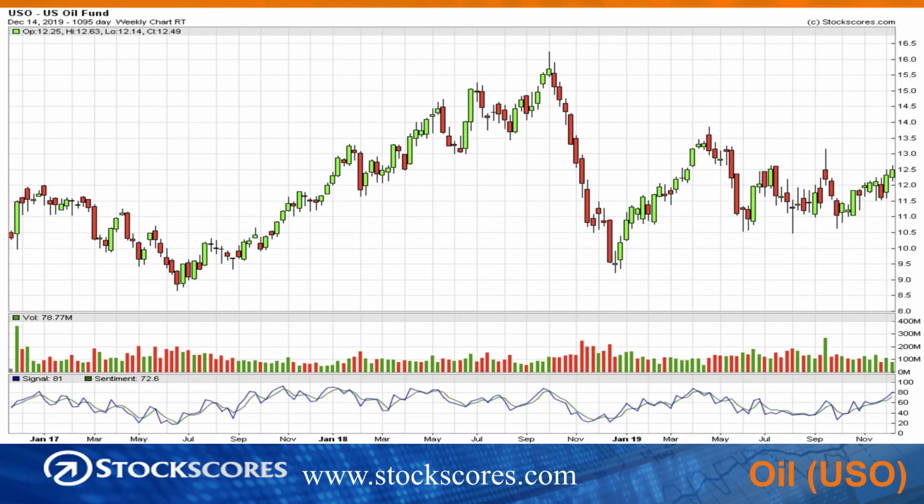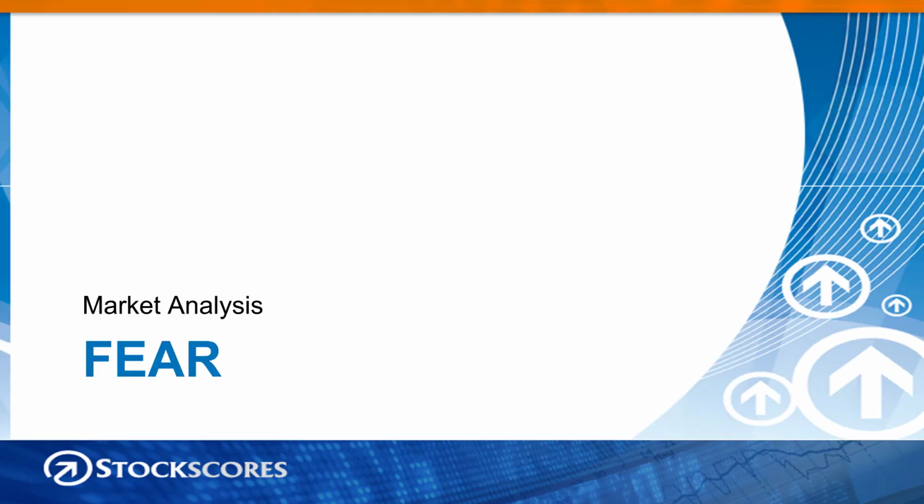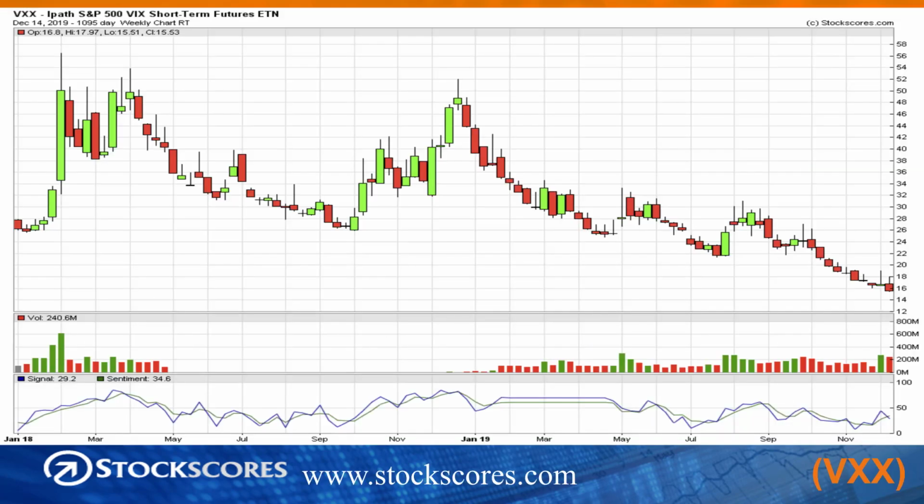Oil is interesting because, as I mentioned last week, it's breaking that downward trend line, building some rising bottoms, a little bit more strength this week. Volume is quite low, and that's a concern, but I do think that oil is more likely to go higher than lower. And finally, the fear chart. You can see that fear is at a low point. Investors are pretty complacent right now about the prospect of a correction.